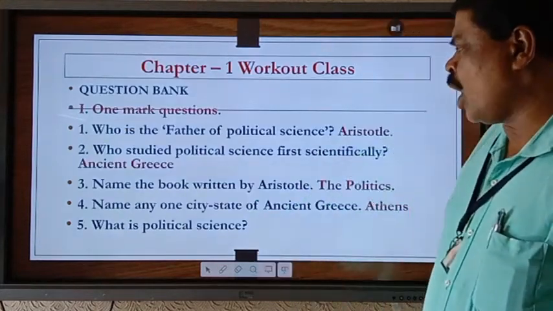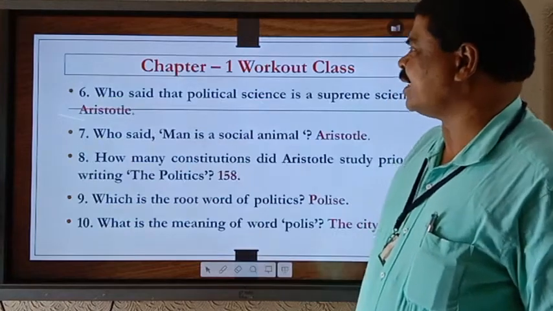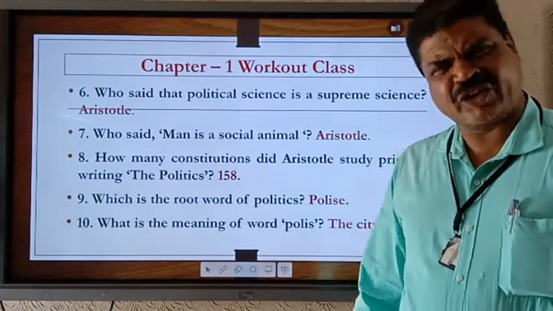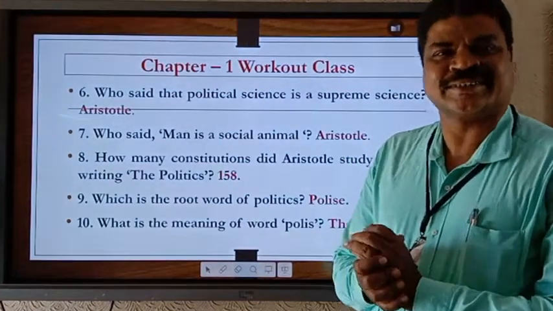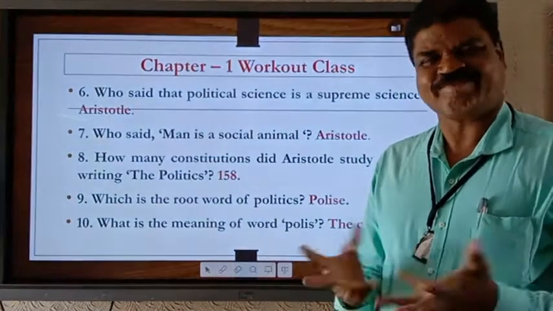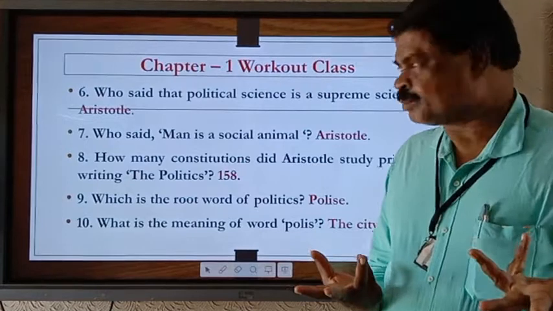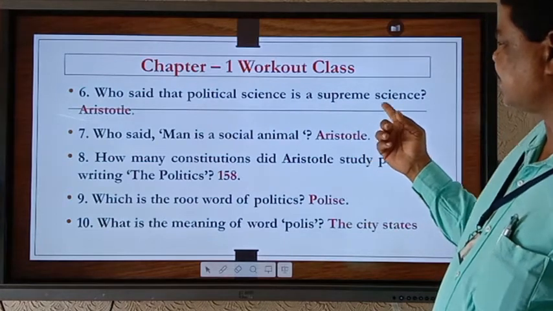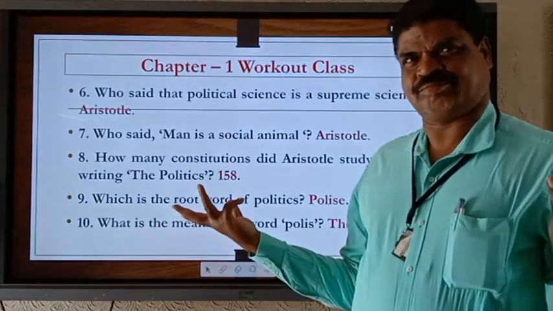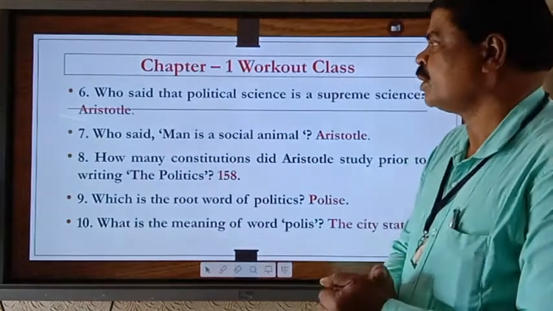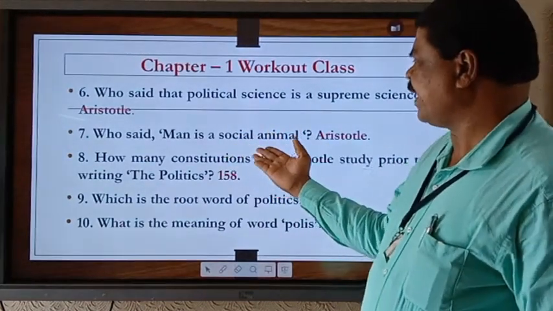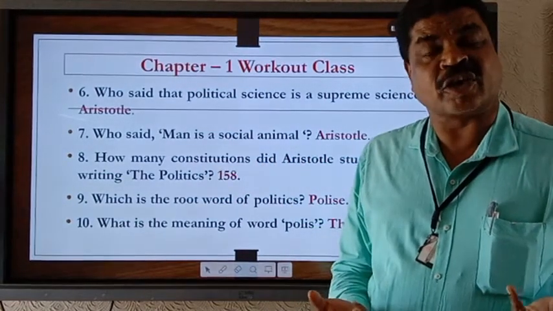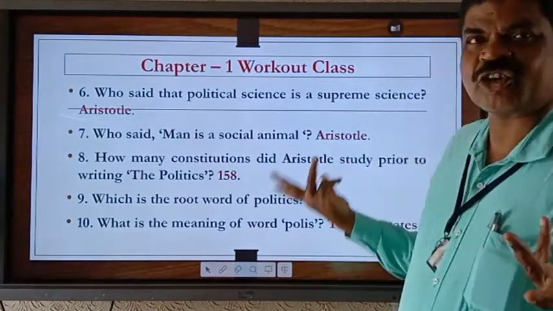Then we can move on. What is political science? Here we can give the answer very easily: a systematic study of state. It is very simple. Then we can come towards who said political science is a supreme science. There is no other go, Aristotle. Then who said man is a social animal? You are already aware while you are studying the chapter, that is Aristotle.